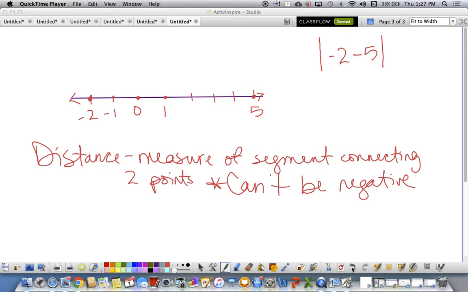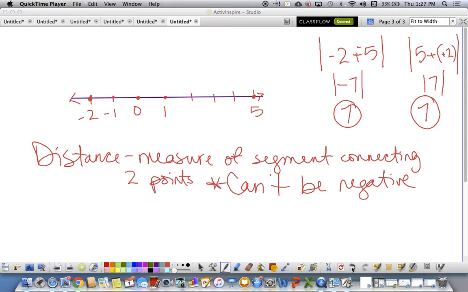Okay, so I'm going to add the opposite, right? Every subtraction I'm going to add the opposite, and I'll get what? Absolute value of -7, which is +7. Okay? But somebody else didn't read the coordinates like that. They saw 5 minus -2. What's 5 minus -2? You're going to add the opposite. Absolute value of 7 is 7. You get the same answer either way you do it because of those absolute values.